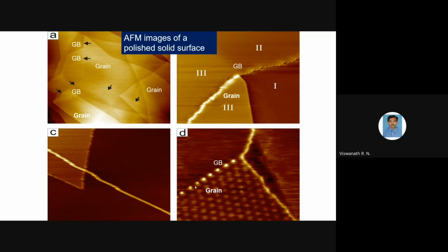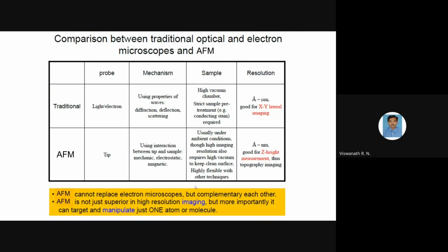How does this atomic force microscope work? So this is a comparison with the traditional light microscope. Here the mechanism is light scattering and electron scattering. The lateral resolution is micrometer to nanometer. This is the traditional light or electron microscope.